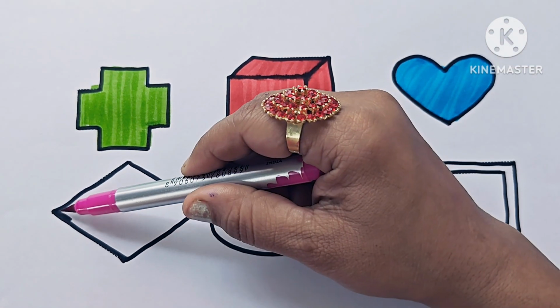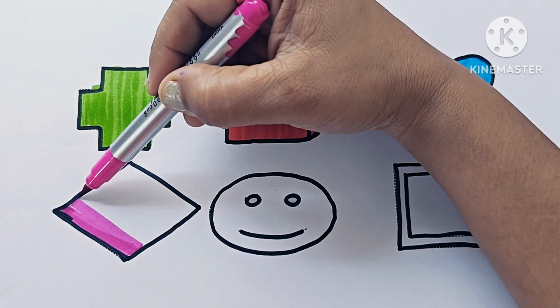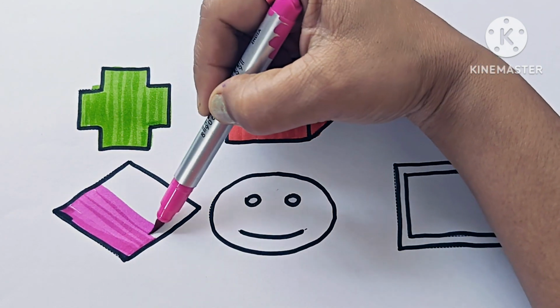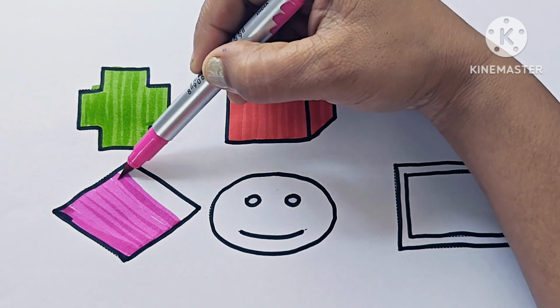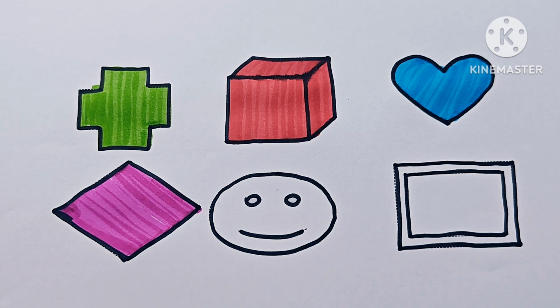Pink color. This is rhombus. It is 2D shape. 4 sides, 4 angles, 4 vertices. It is also called diamond.